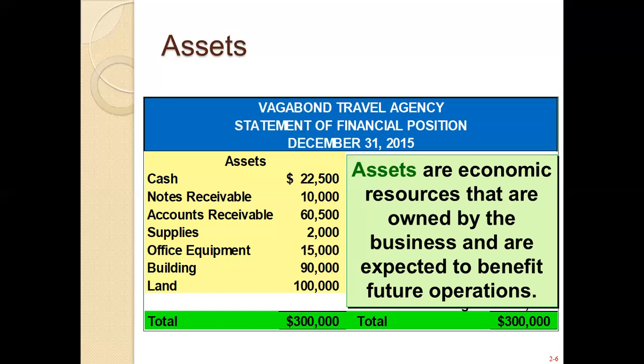Fine. So we finally decide that your assets are economic resources, business resources that are owned by a business and are expected to benefit future operations. Your assets are economic resources that a business acquires to gain future benefit. That is another definition. Assets are economic business resources that a business acquires to gain future benefit.